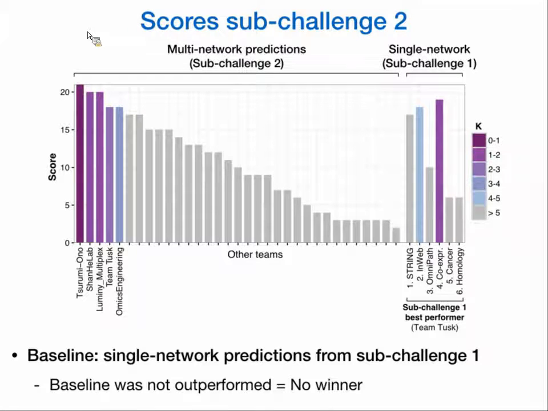Okay, so sub-challenge two will go more quickly. This shows the results for the teams in sub-challenge two, which was the multi-network predictions, right? And as a baseline, we used the single network predictions. That also led to some discussion on the forum, because of course it's a tough thing to beat.